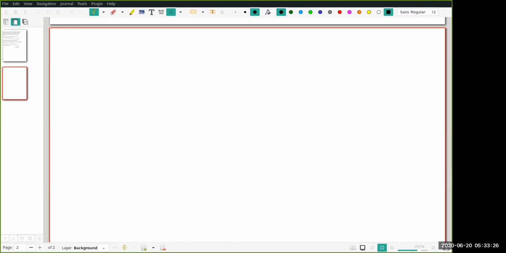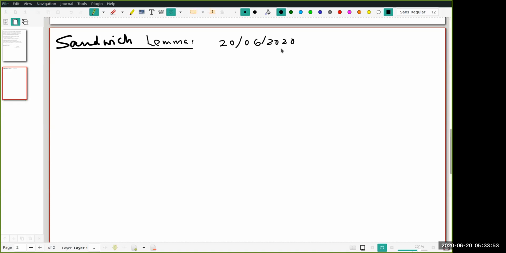So today's lecture is on sandwich lemma. So let us just imagine something. Suppose you are in a room and there is only one gate. And all of a sudden there is a fire alarm. There are a lot of people. It's full of people.